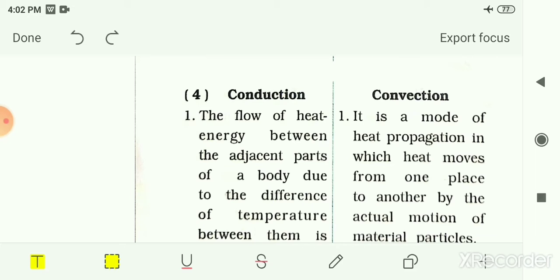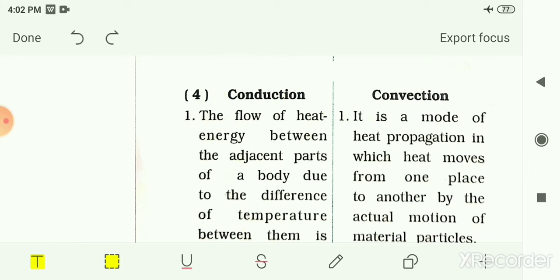Then we had seen good conductors and poor conductors. The substances through which conduction of heat takes place easily are called good conductors of heat. Examples of this kind of substance are metals like copper, silver, aluminium, iron, etc. These are the good conductors of heat.